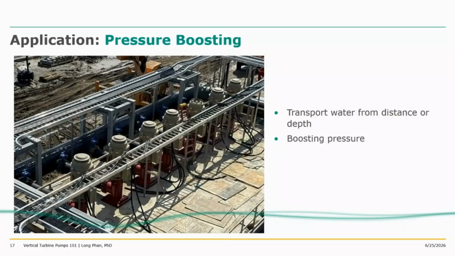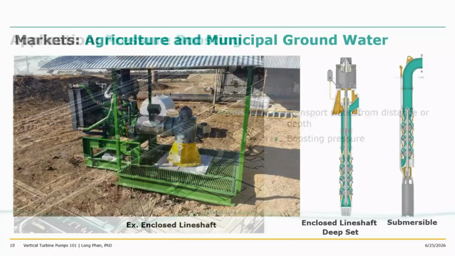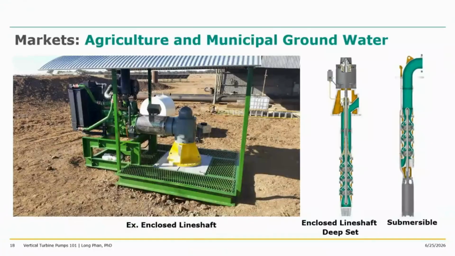The vertical turbine pump can also be used for pressure boosting. They are used to transport water from great distance or great depth while boosting the pressure. From a market point of view, these pumps were initially designed, as we know from our history brief, for agriculture and municipal groundwater. The two types of pumps used are enclosed line shaft, deep set, and submersible vertical turbine pumps. In remote areas where electricity is not available, they typically use gear drives coupled with diesel engines, as you can see in this picture.